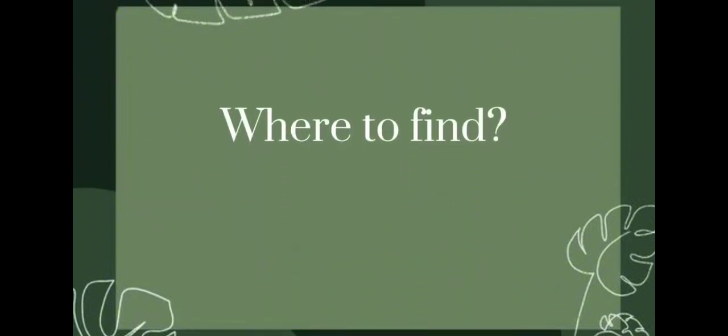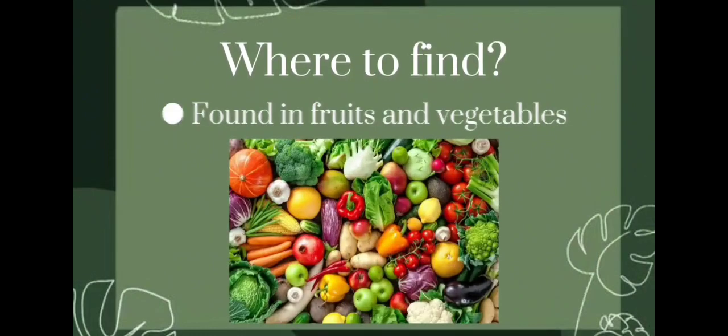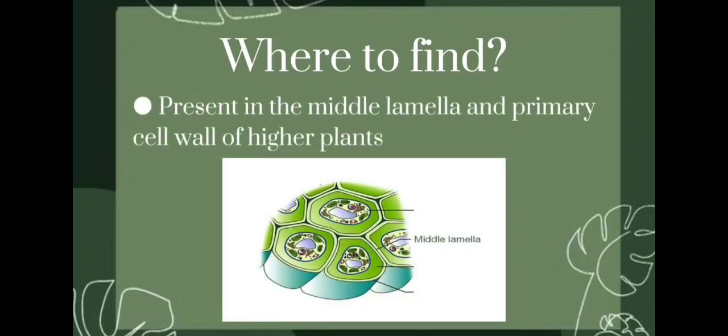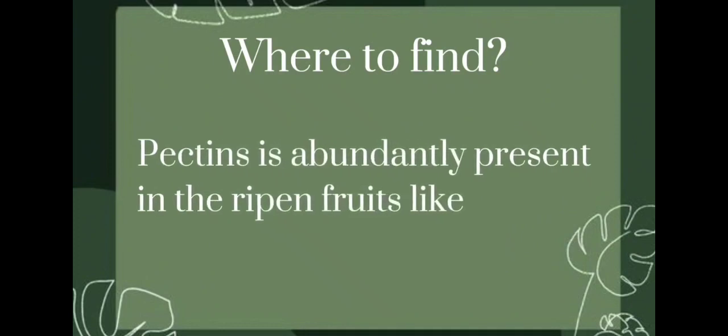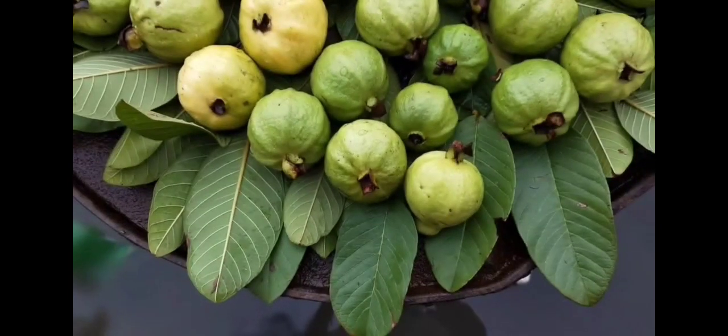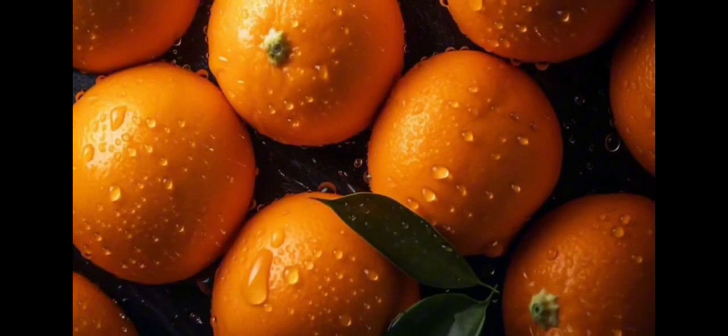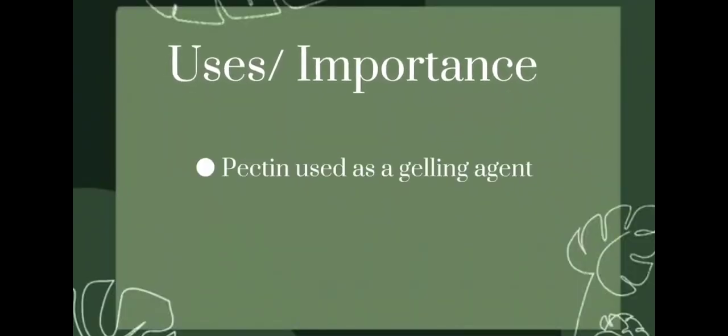Where to find it? Pectin is found in fruits and vegetables, found in the cell wall of seed-bearing plants, present in the middle lamella and primary cell wall of higher plants, and is abundantly present in ripened citrus fruits like guavas, lemons, oranges, apples, and pears. Uses and importance of pectin.